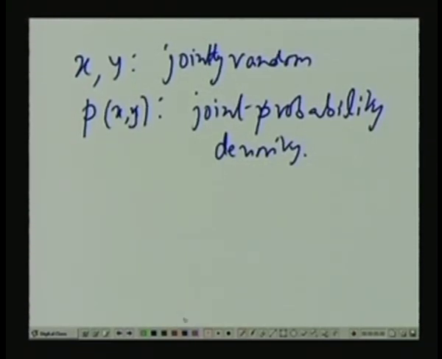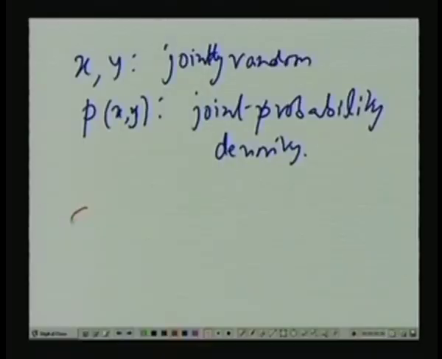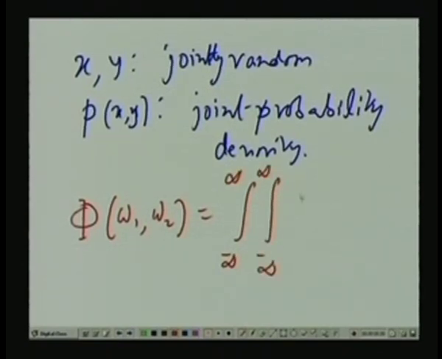Then we have already seen what is the characteristic function in the case of a single random variable. So, here we will be simply extending that to the case of two variables. So, here the joint characteristic function, earlier, was a function of only one frequency omega. Now, since there are two random variables x and y involved, there will be two frequency variables omega 1 and omega 2, and it will be defined like this. Omega 1 x plus omega 2 y dx dy.